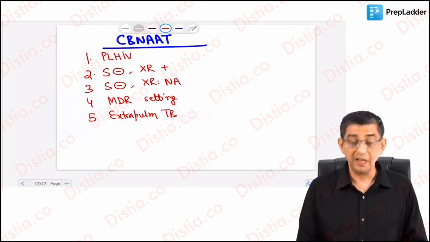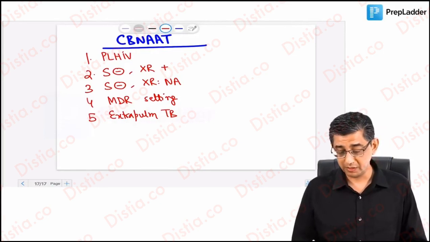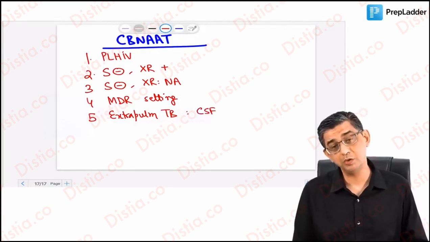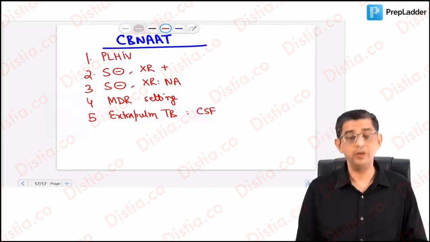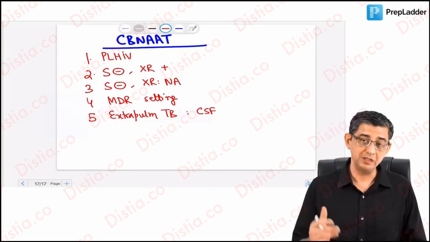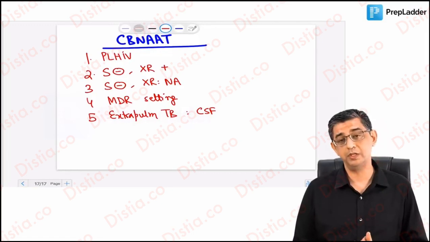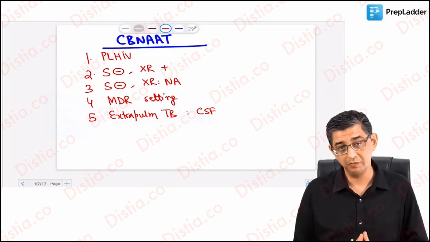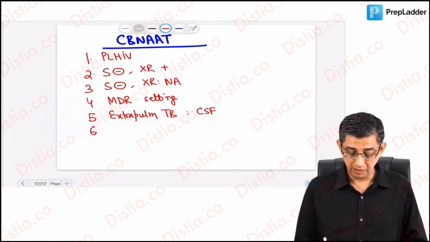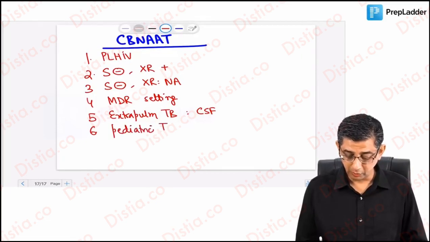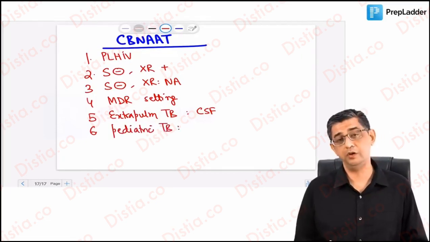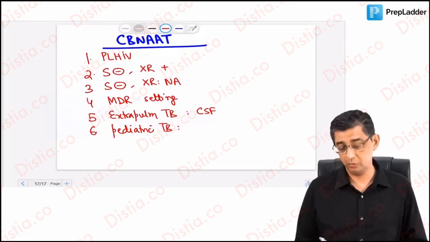You see, when I say extrapulmonary TB, for example, if a person is having tubercular meningitis, then I can be using cerebrospinal fluid. So the basic point is CBNAAT will still be done, but instead of doing it on the sputum of the patient, in this case it is the CSF sample on which we will be testing. Another additional detail is if a person is having pediatric tuberculosis. Now, there is an algorithm for pediatric TB also that you can read from pediatrics or from the PSM domain also.